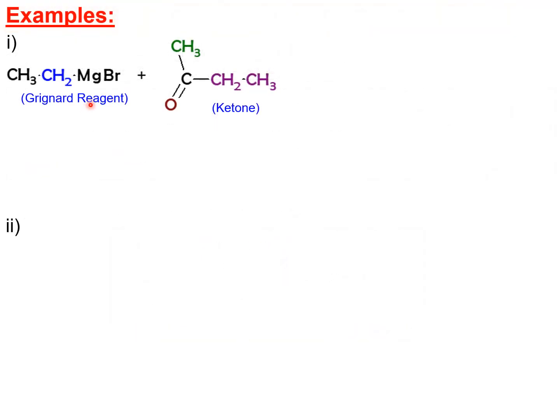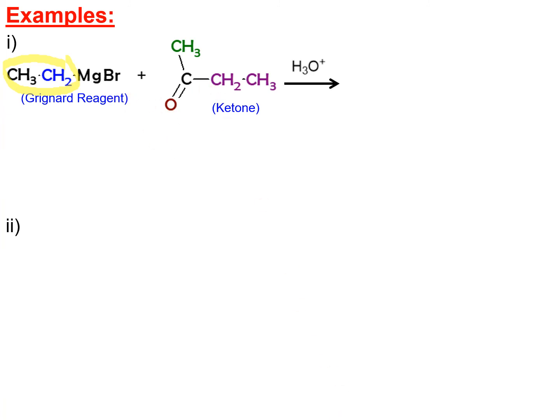Kiranya kalau Grignard reagent campurkan dengan ketone and then buat further hydrolysis akan dapat tertiary alcohol kan. So macam mana tertiary alcohol tu looks like? Again, in your Grignard reagent, you identify the alkyl group. Okay, so this is the alkyl group in your Grignard reagent. And then next, this is ketone. Ketone kalau buat further hydrolysis akan dapat OH.